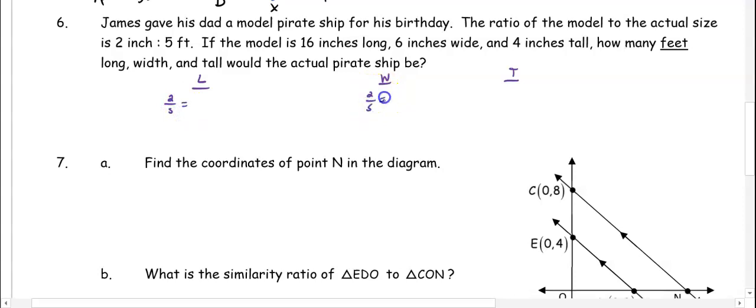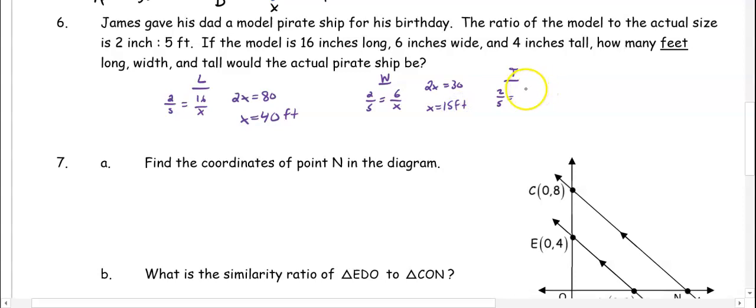So we're going to use 2 over 5 3 times. We know that the length is 16 inches. We want to know what it would be in the real life ship. So when we cross multiply here, we get 2x is equal to 80. When we divide, x is going to be 40 feet for the length. Then for the width, we have 2 over 5 equals 6 over x. That gets us 2x equals 30. So x is 15 feet for the width.